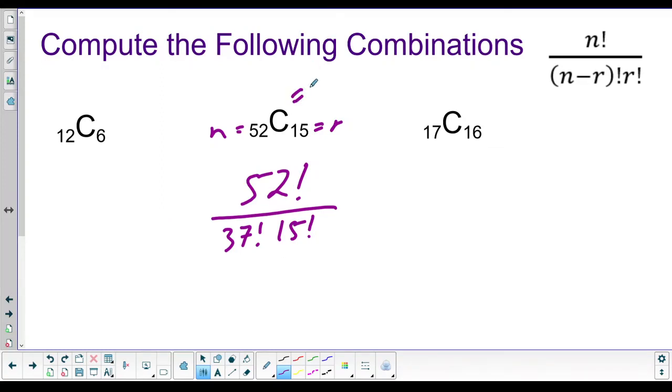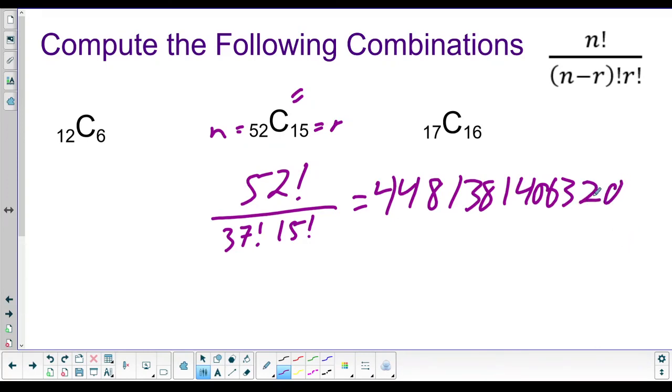You're going to get some really big numbers today. I think you have something as stupid as this on your homework. What we get when we type this into the calculator equals, and you're going to have to give me a moment here. There you go. That's how many different ways you can organize 52 things by getting a group of 15. This is how many options you have.